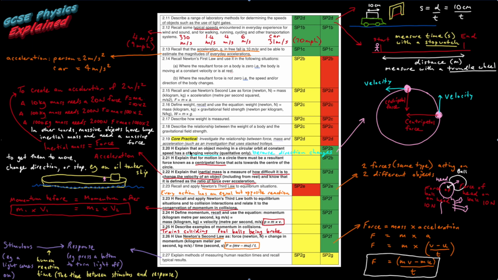Right, you need to be able to explain that an object moving in a circular orbit at constant speed has a changing velocity. That's because the direction is changing. Remember, velocity is a vector. It depends on size and direction. So if you're going in a circle, you are constantly changing direction.